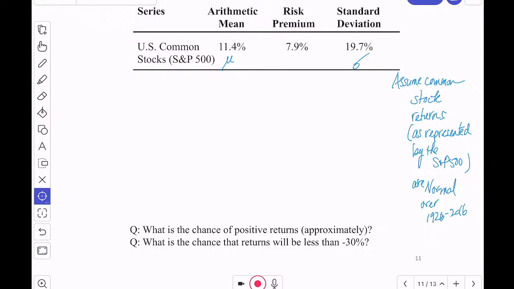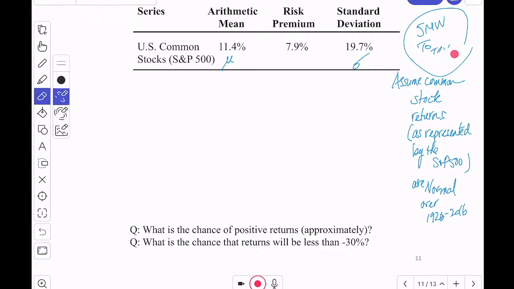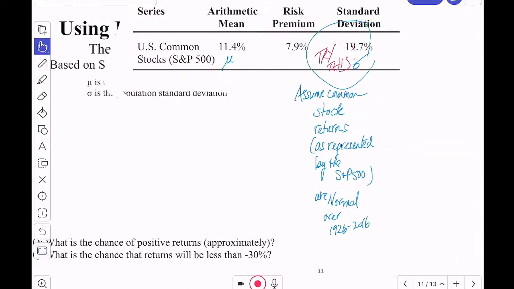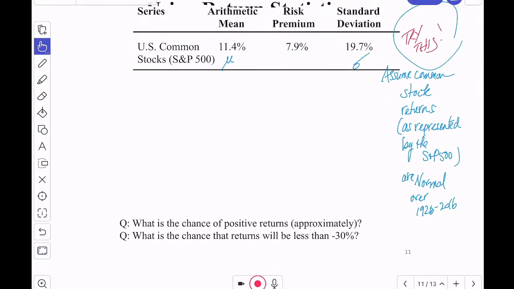So I'm going to give you 5 minutes to try. I'm going to write that in a different color. So try and depict it and then answer the questions that I've posed here. So try this.